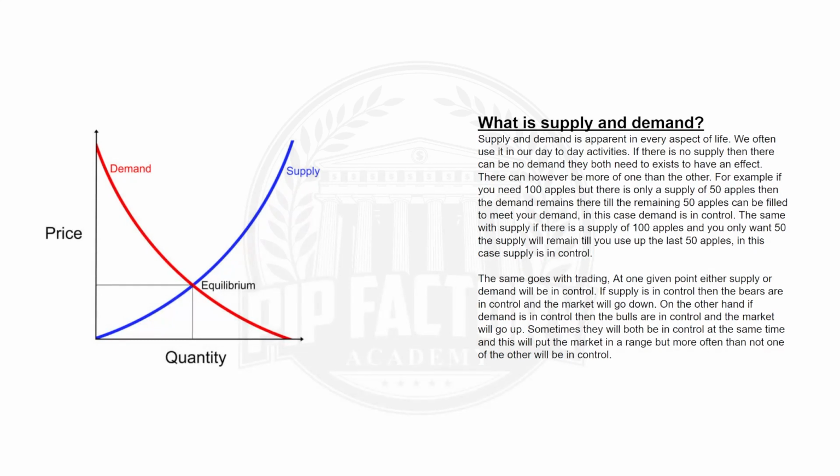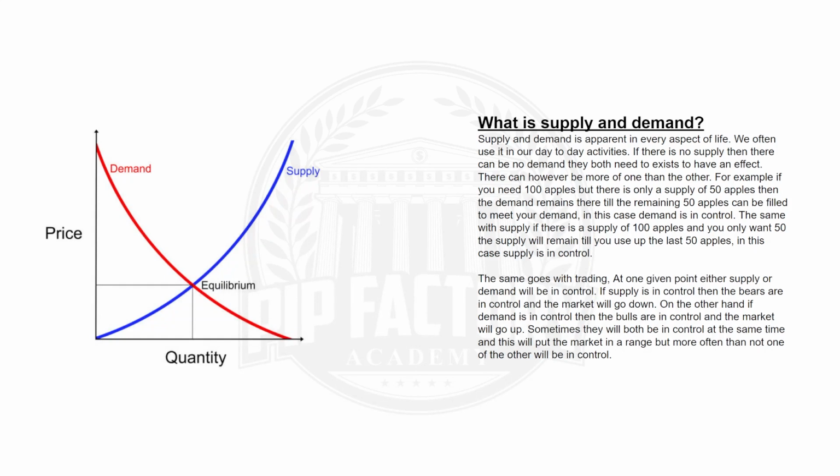So as we can see here on the left hand side, we've got a little diagram of basically as the demand goes down, the supply starts to come back into control, and yet again as supply goes down, the demand comes back into control here. There can be a point called the equilibrium, where demand and supply are both in control, and that is pretty much called a range.